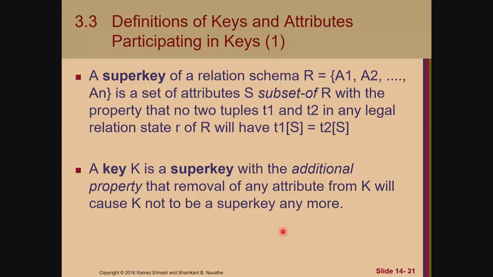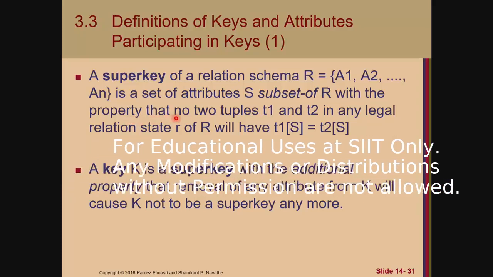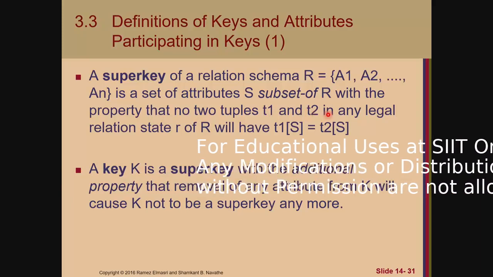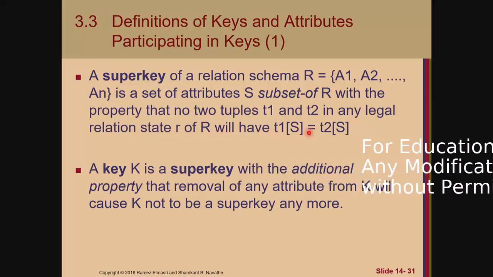Now are the definitions of keys and attributes participating in keys. You can remember the keys, right? At first, a super key for a relation schema R with attributes A1, A2 to An is a set of attributes S, a subset of R. S is the super key, okay? It's a subset of R with the property that no two tuples t1 and t2 in any legal relation state of R will have t1[S] equal to t2[S].